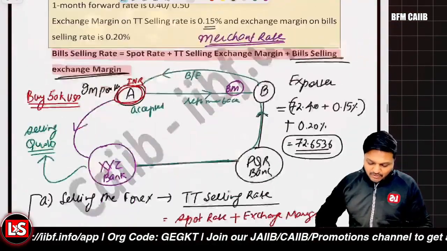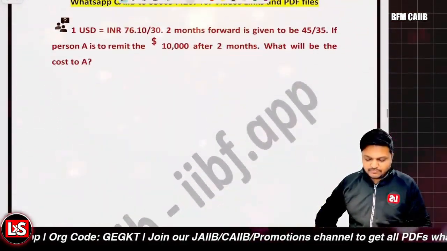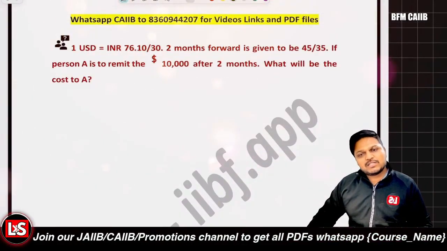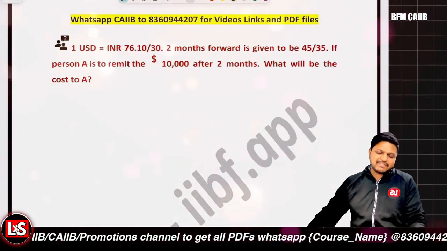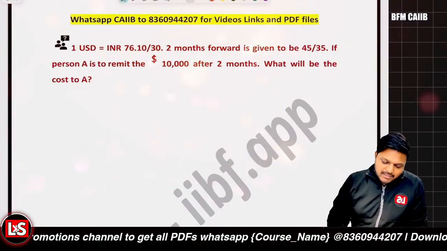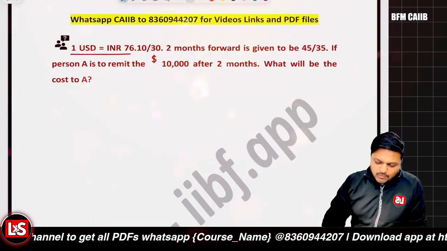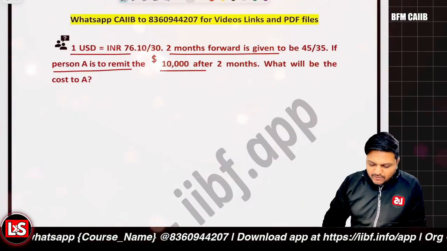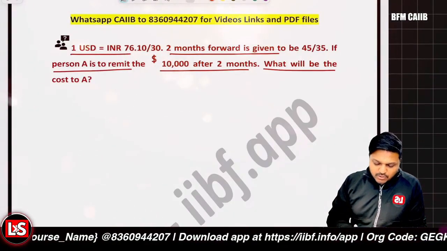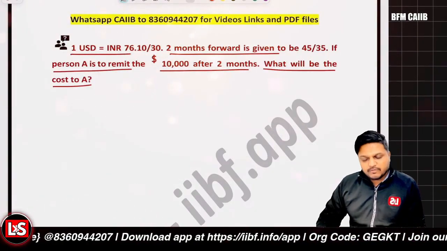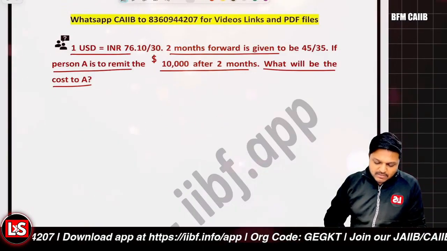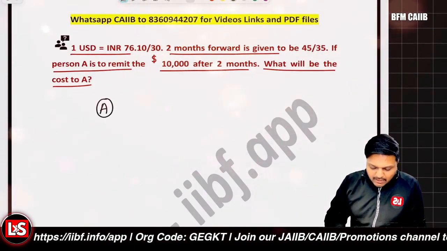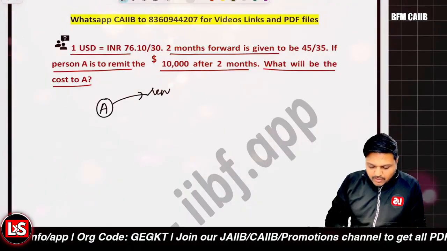Now after that, let's solve the other question. Very important one again. All these questions are very much important. Let's have a look at it. It says 1 USD is equal to this one. 2-month forward is given. And if person A wants to remit 10,000 after 2 months, what will be the cost to person A? We want to calculate the cost to person A. So A wants to remit money.